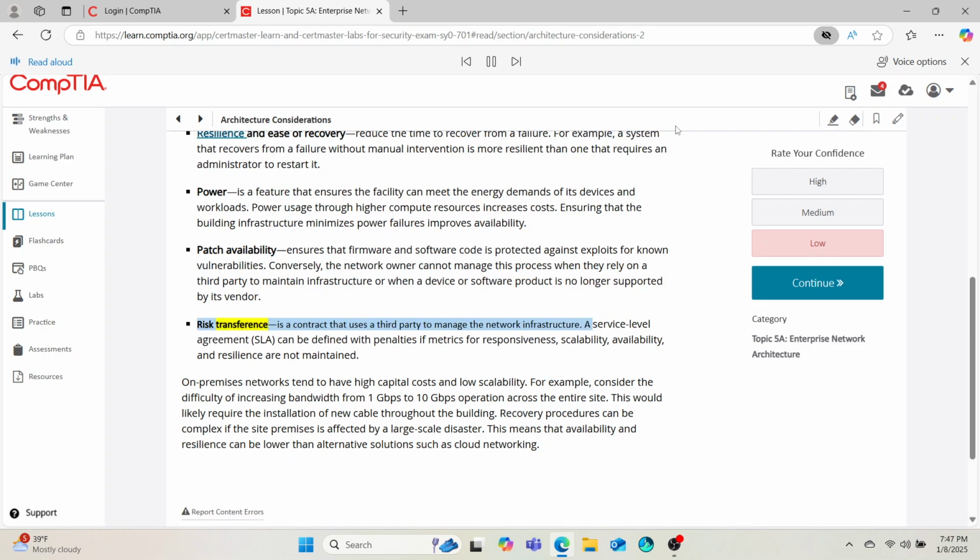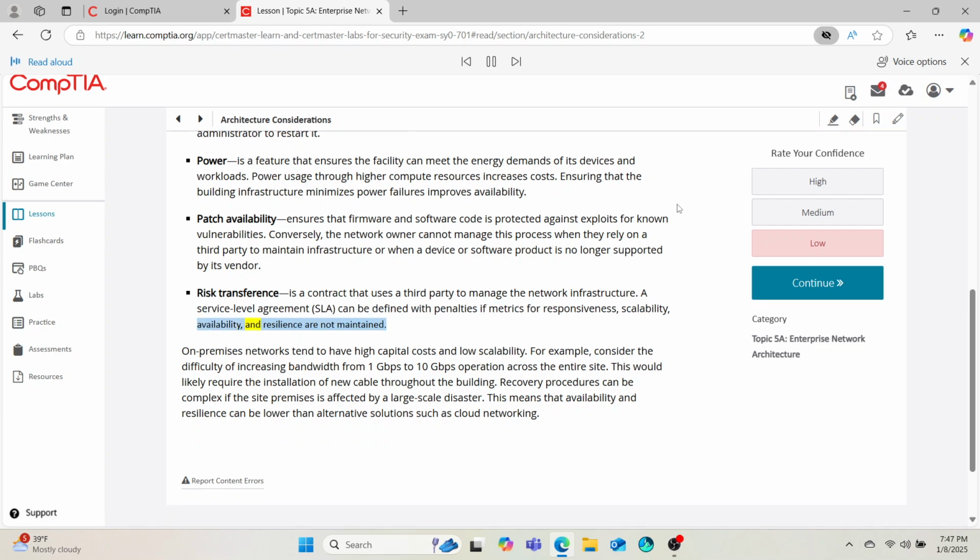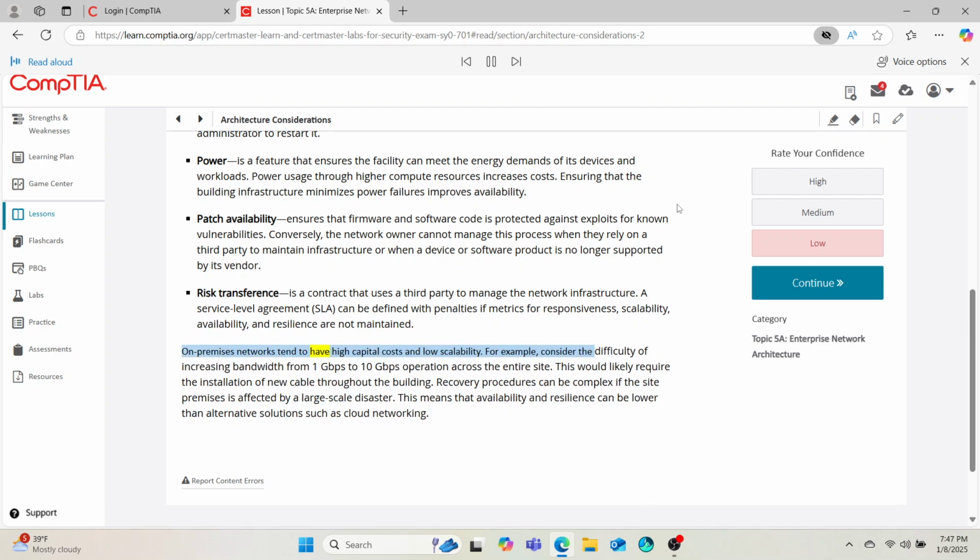Risk transference is a contract that uses a third party to manage the network infrastructure. A service level agreement, SLA, can be defined with penalties if metrics for responsiveness, scalability, availability, and resilience are not maintained. On-premises networks tend to have high capital costs and low scalability.